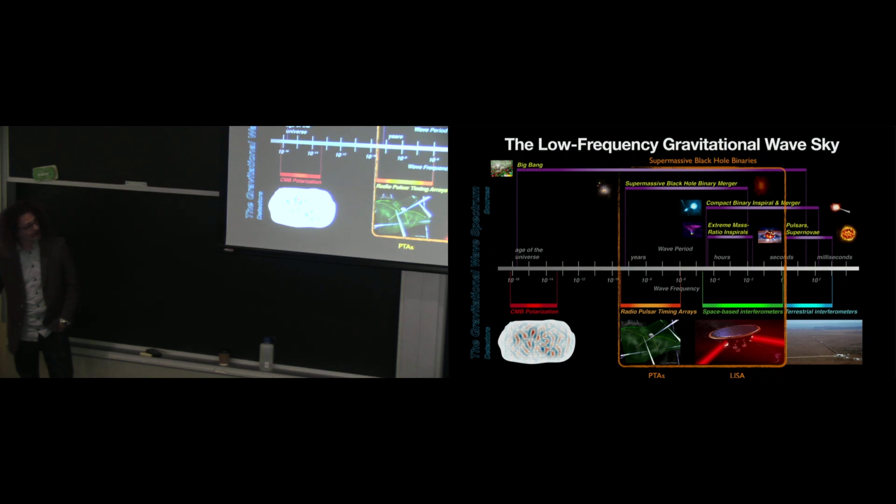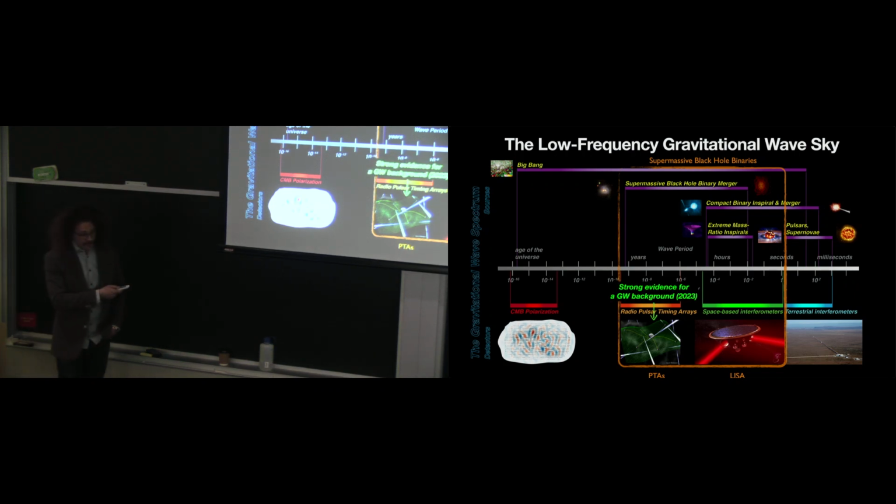And so I'm saying this is the exciting future. The future is pretty much now with the pulsar timing arrays. It's starting now. There is strong evidence for a gravitational wave background in this nanohertz regime that was announced in 2023. And for LISA, this is no longer just an idea, but a mission that has been adopted by the European Space Agency with a planned launch in the mid-2030s.